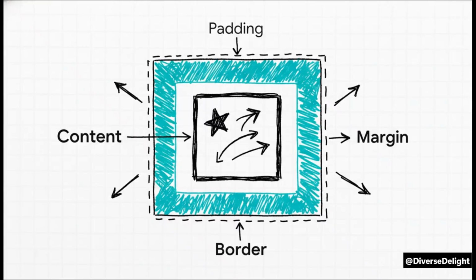So by controlling these 4 distinct layers, the content, the padding, the border, and the margin, you get this incredibly precise granular control over the spacing, size, and framing of every single thing on your webpage.